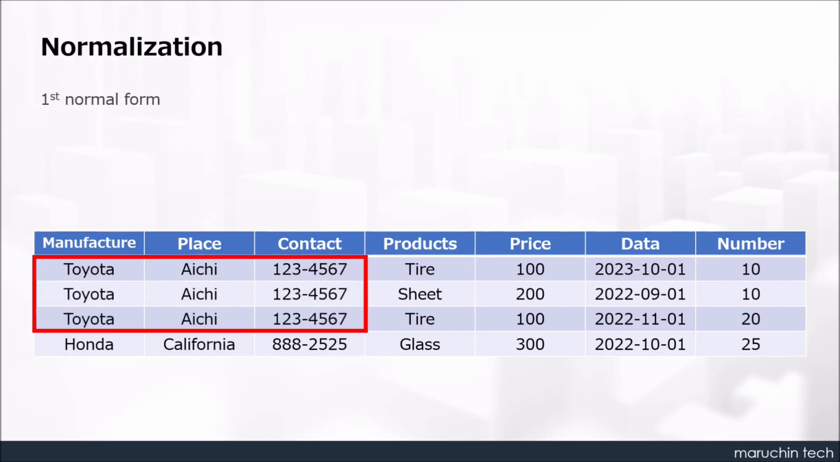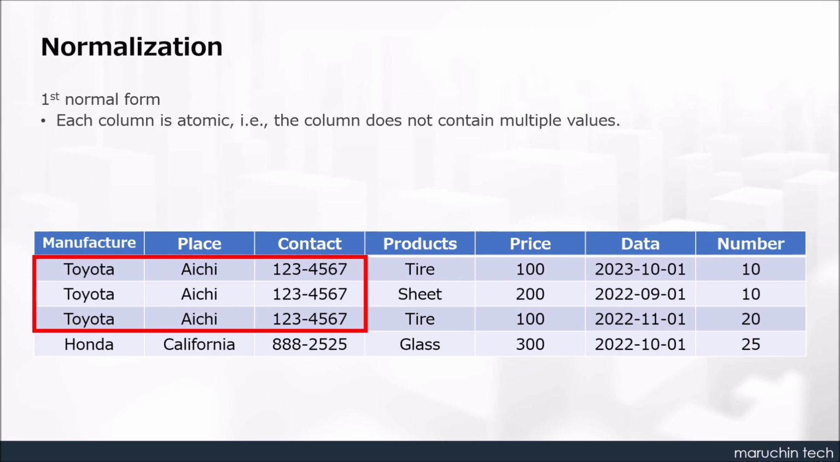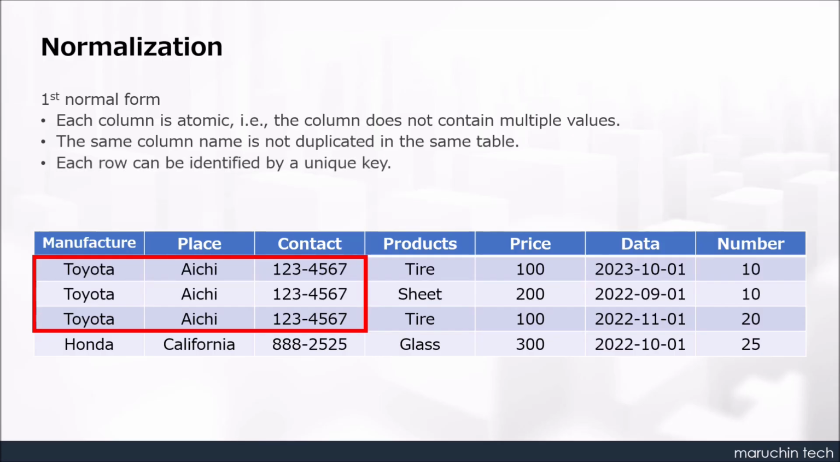The definition of the first normal form is that each column is atomic. The column does not contain multiple values, the same column name is not duplicated in the same table, and each row can be identified by a unique key. In the previous non-normalized table, the part manufacturer item and other attributes had a one-to-many relationship, but this relationship has been modified.